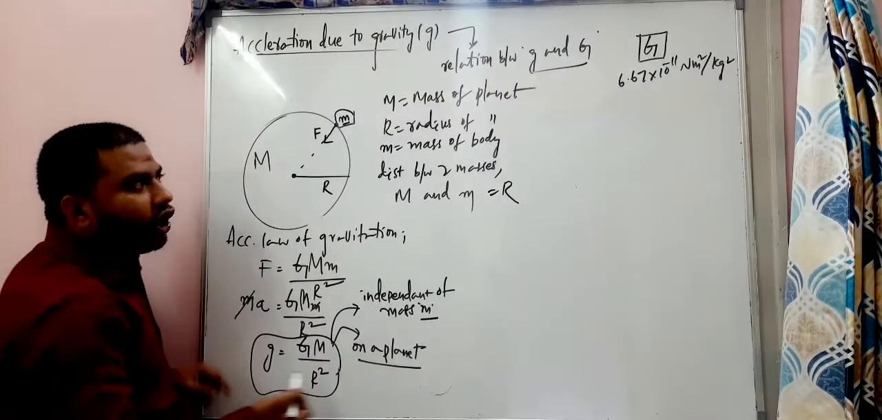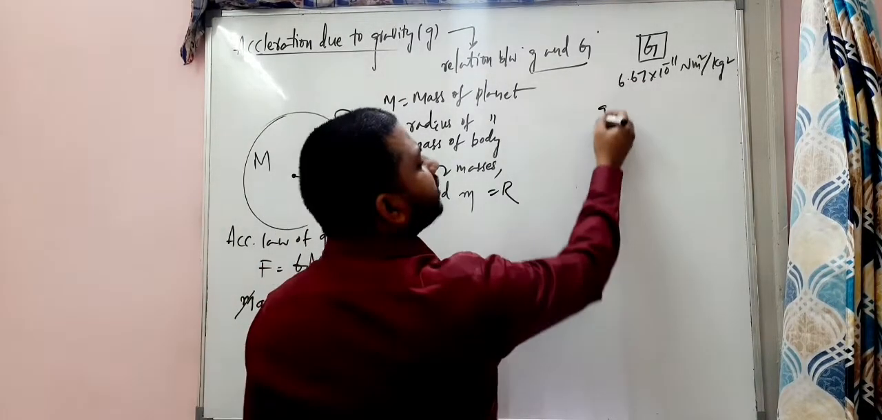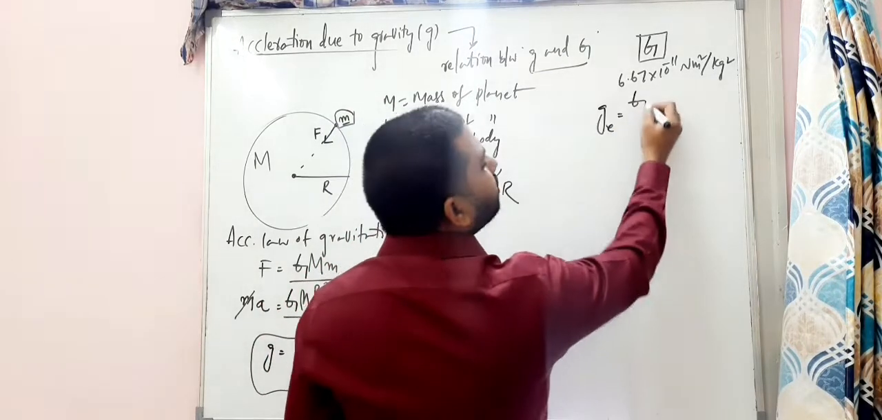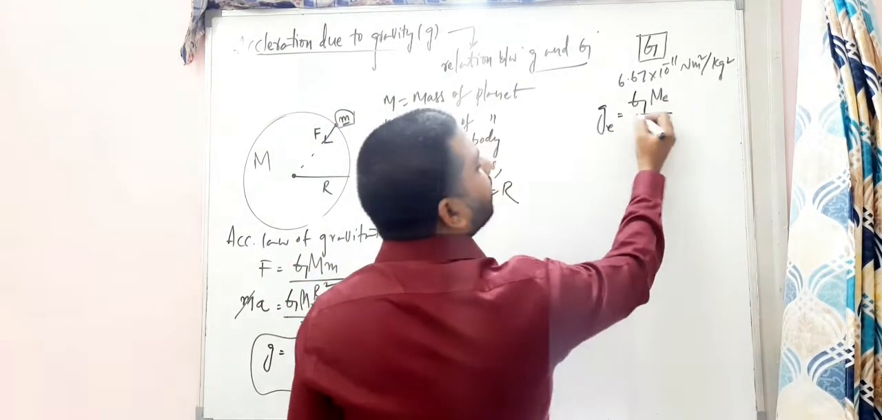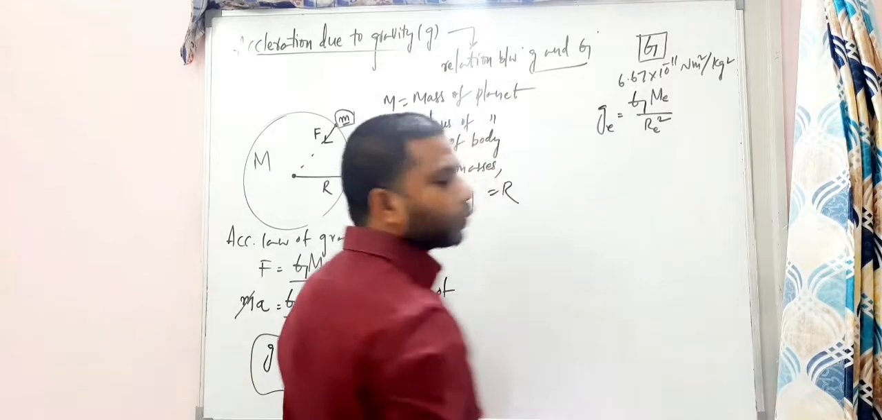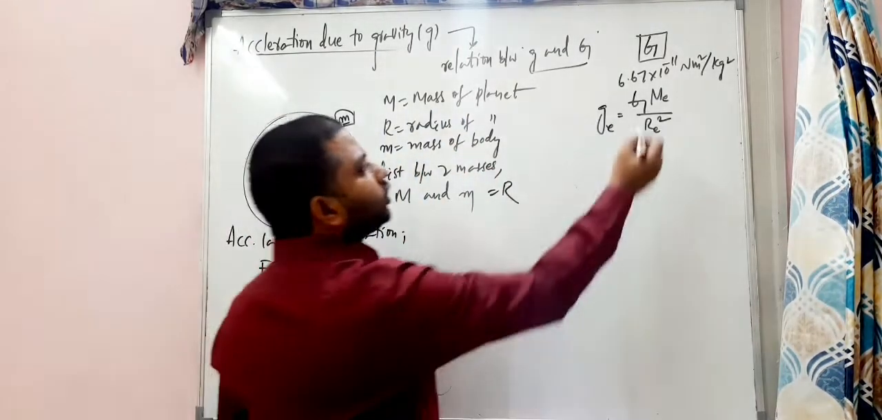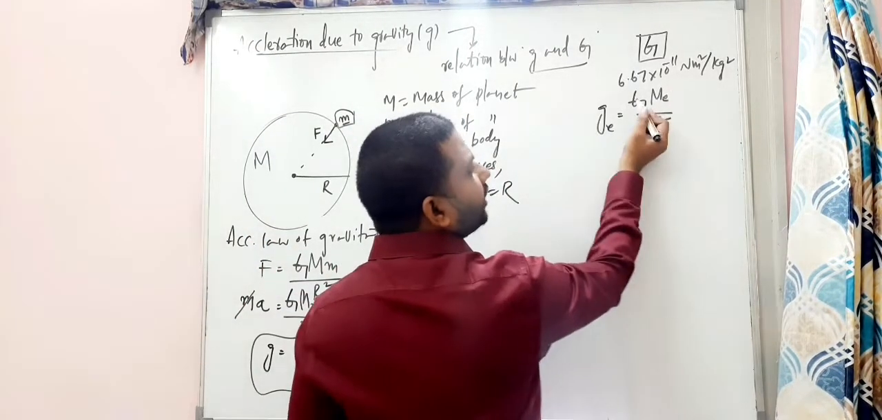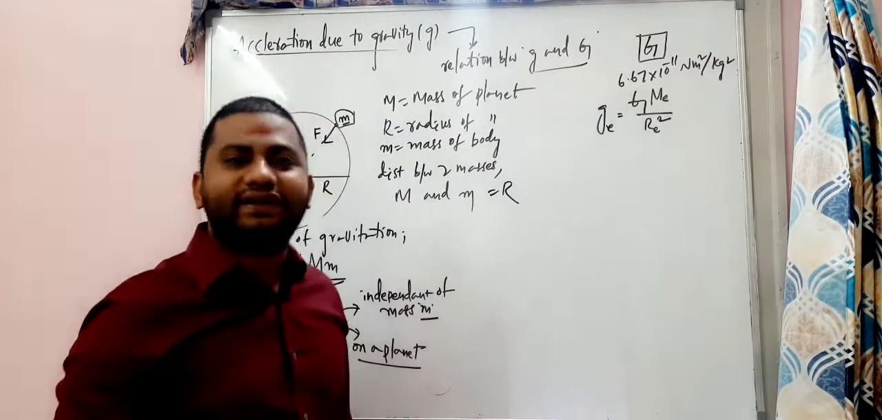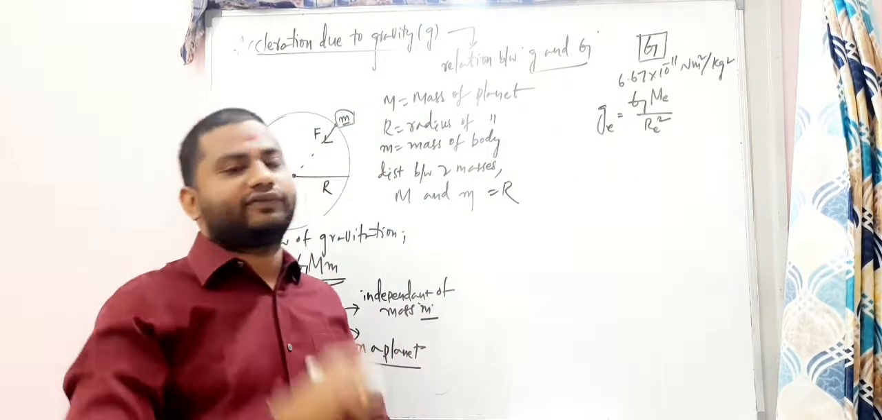Now, coming back to this. Acceleration due to gravity on the Earth's surface, g, is equal to G into the mass of the Earth by the radius of the Earth whole square. If you substitute the mass of the Earth, the radius of the Earth and the capital G value, you get the acceleration due to gravity on the surface of the Earth.